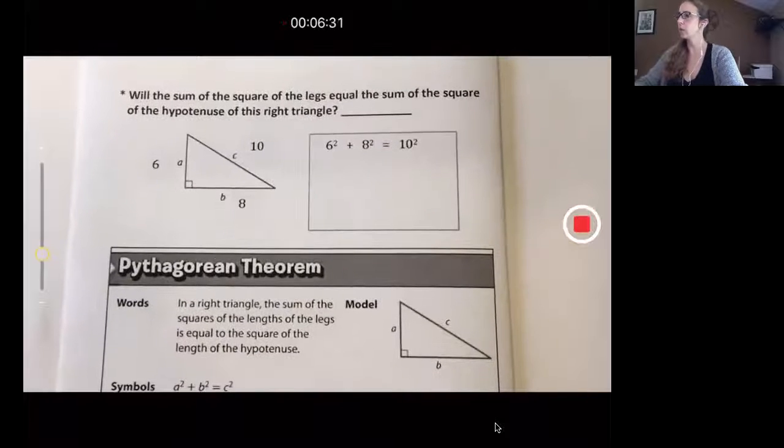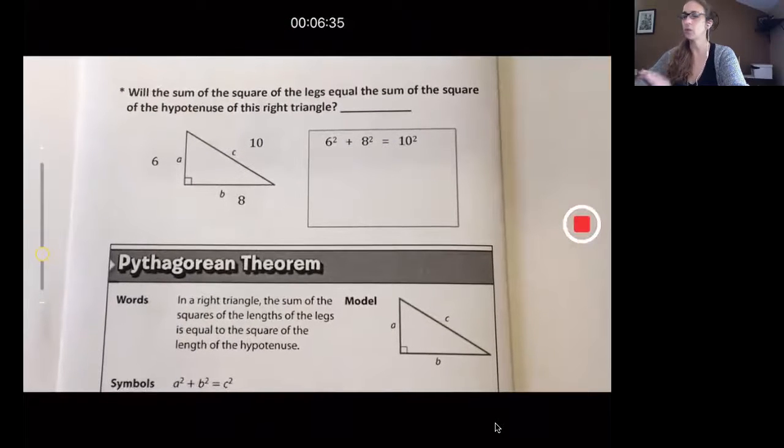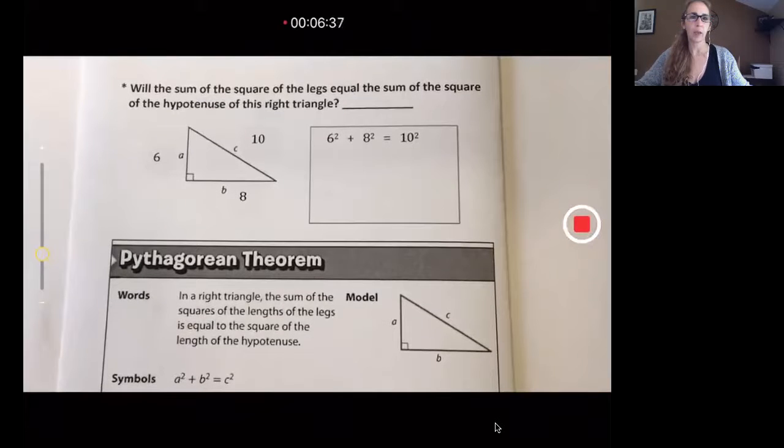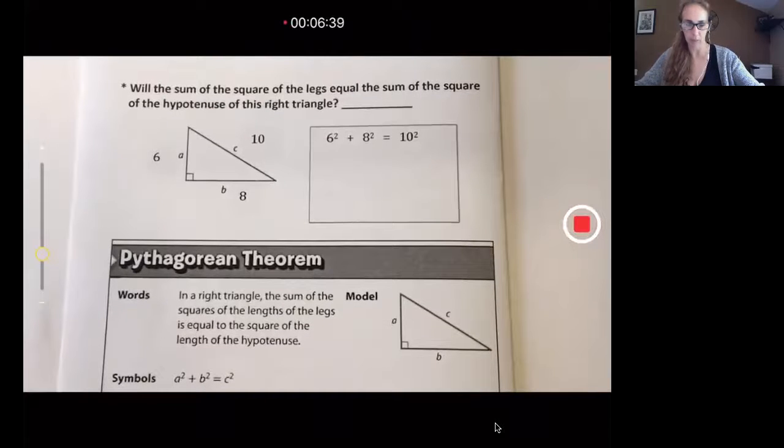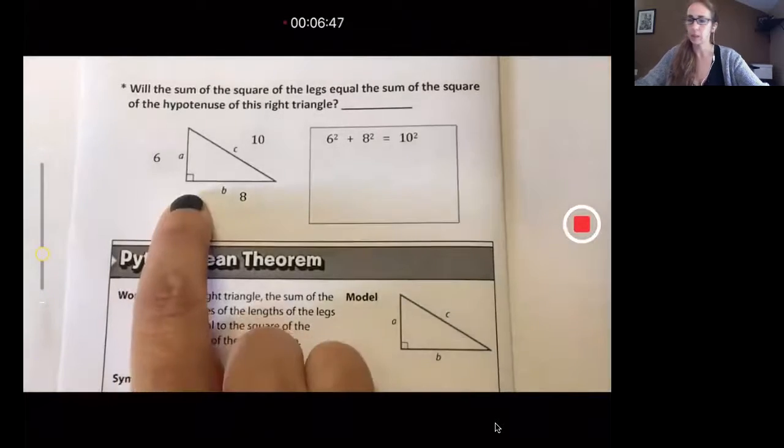So will the sum of the square of the legs equal the square of the hypotenuse of this right triangle? So we have 6, 8, and 10 side lengths on this triangle. It says that we have a right angle here. So let's prove it. So we're going to take 6 times 6.